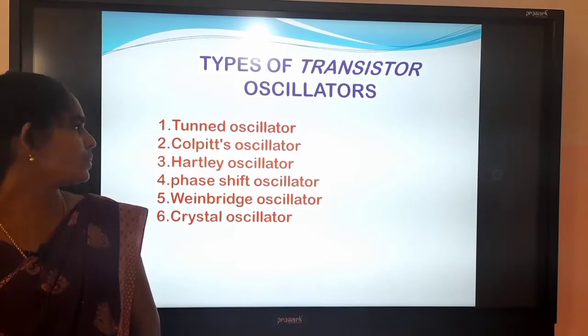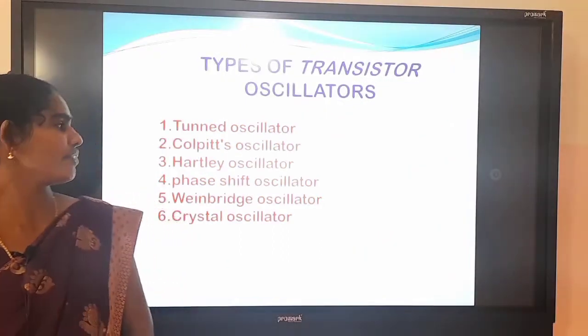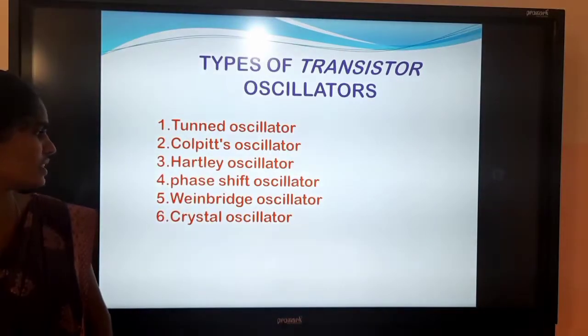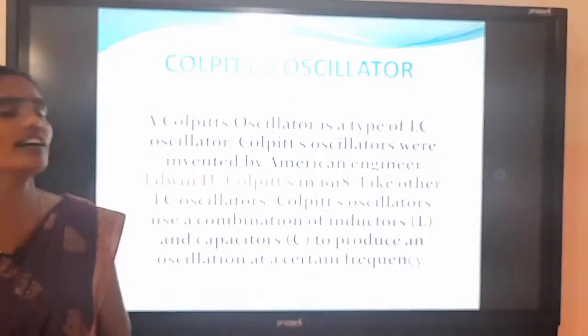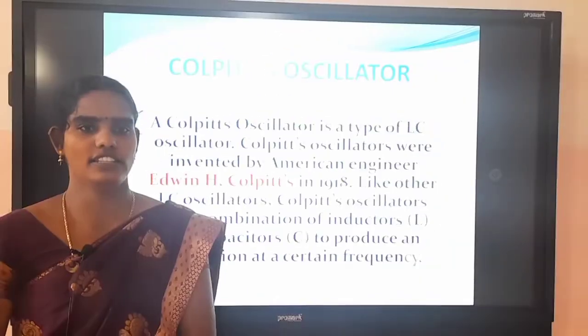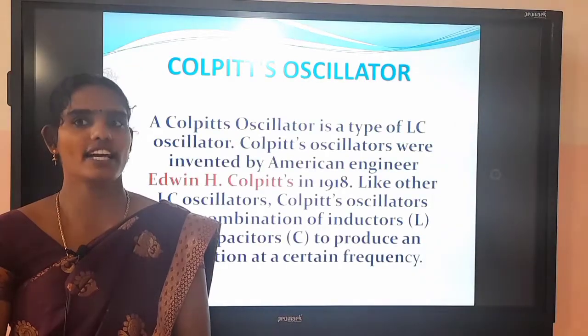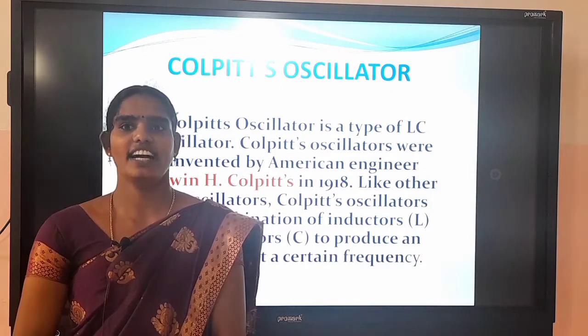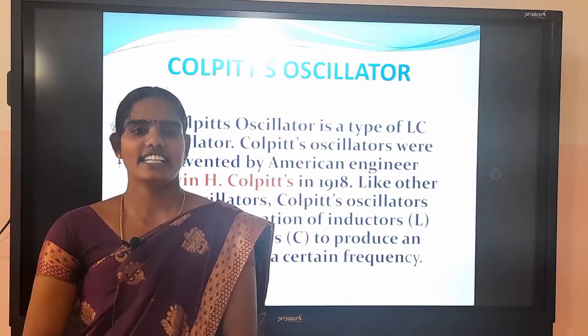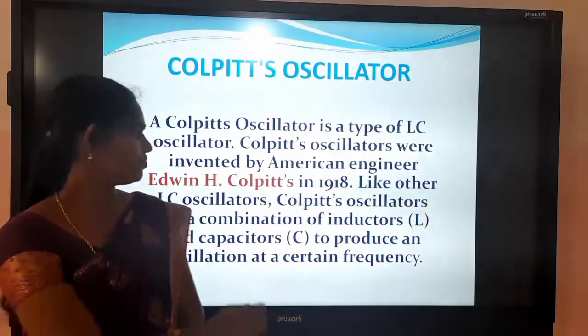And these are the types of transistor oscillators: tuned oscillator, Colpitt's oscillator, Wien bridge oscillator, phase shift oscillator and crystal oscillator. Colpitt's oscillator is an LC type of oscillator, and it was invented by the scientist Edwin H. Colpitt in the year 1918.